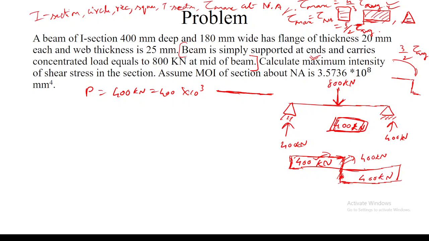Sir, which one was the 4 by 3? For circular cross section. For circular. Okay, sir. Yes. Okay, yeah.